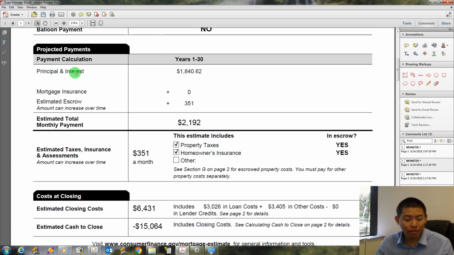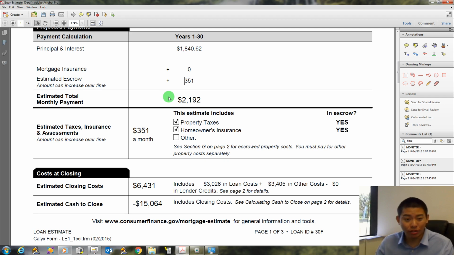And right here is the principal and interest, basically your monthly payment again. Basically, you're paying $1,840.62. That would be your monthly payment. And then the mortgage insurance, which is usually required when you have an FHA loan or a conventional loan with a loan to value of 80% or higher. Okay, and if you want to get rid of your mortgage insurance, give us a call. We can give you an estimate and consultation on how to get rid of your mortgage insurance.